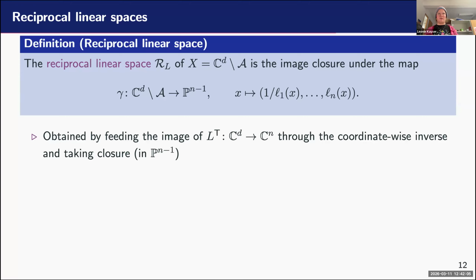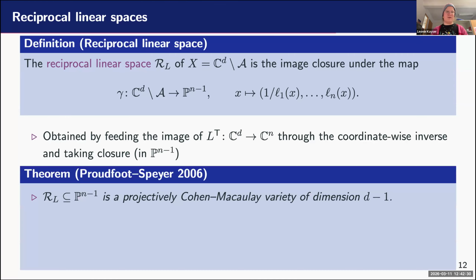If this sounds scary to you, you can also think of it in almost linear algebra fashion. You take a linear subspace in C to the n, and you pick all the points in it where all coordinates are non-zero, you invert the coordinates, and then you take the closure. This is a reciprocal linear space. It's literally the reciprocal of a linear space. What a fitting name. And this object is super nice. It's currently my favorite variety. I'm fangirling for this right now.